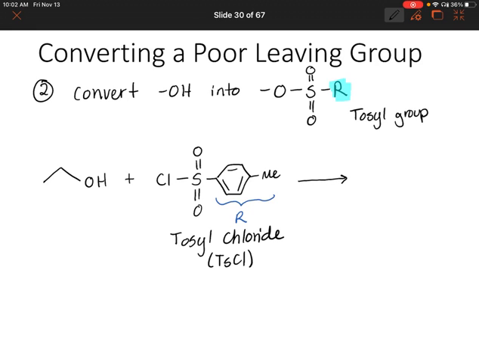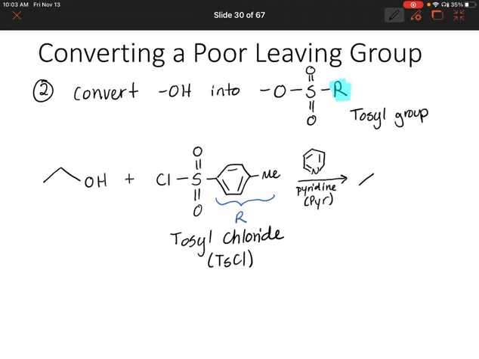Now, when we use tosyl chloride, we do have to also add pyridine, which looks like this. It's kind of like a benzene ring, but one of the carbons is a nitrogen. And pyridine is just a weak base that helps the reaction occur, but it doesn't actually react with anything. So it's just there hanging out, and it does help the reaction. But the two go hand in hand. You have to have pyridine in order for this reaction to work.